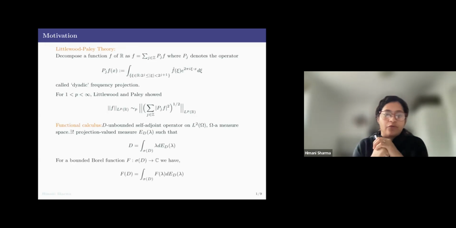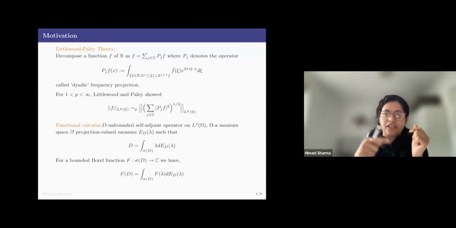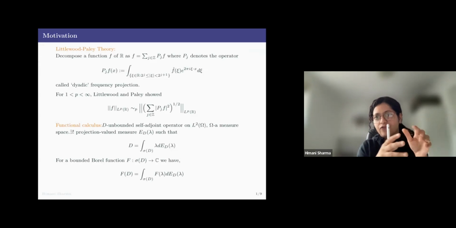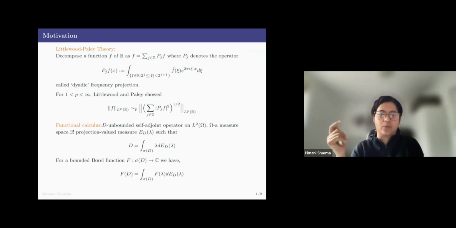Now, for a bounded Borel function f, which is a map from the spectrum of D to the complex numbers, we can define an operator f(D) as the integral of f(lambda), again taken over the spectrum of D. So this is the action of the function f over the operator. A functional calculus is a map that takes functions f from a suitable function class to a set of bounded operators on the space that we are dealing with. So this is what we have as a functional calculus.